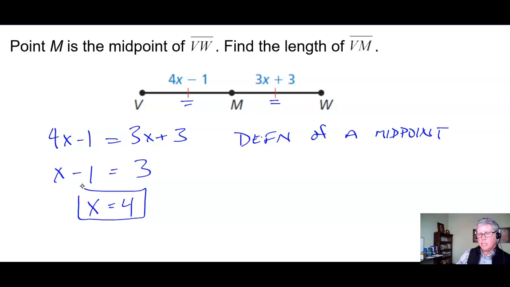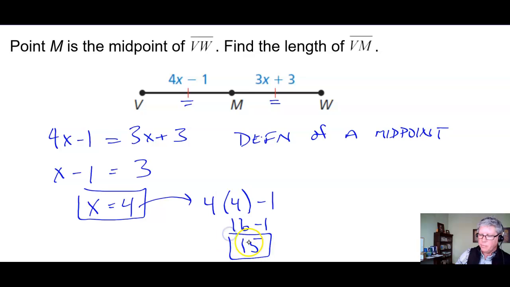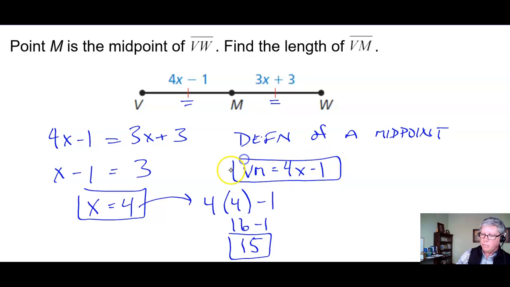And unfortunately, this is the best wrong answer because it is not finding the length of VM. It's finding what x is. Well, how do you find VM? Then you plug in: 4 times 4 minus 1, 16 minus 1, 15. Because VM, remember, is equal to 4x minus 1. All right?